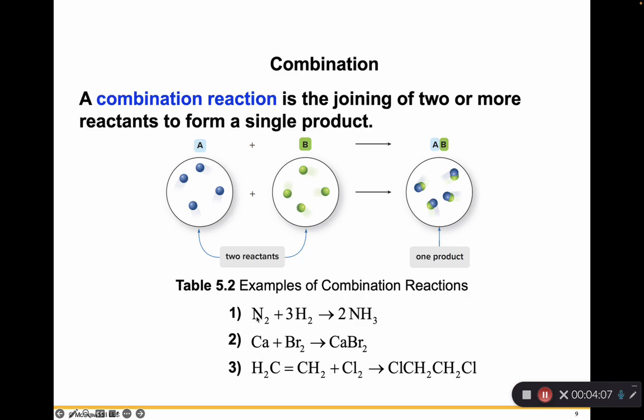Like nitrogen and hydrogen, you mix them in 1 to 3 mole parts, you will get 2 mole parts of ammonia gas, NH3. Calcium and bromine, when you react, you are getting calcium bromide, and these are examples of combination reaction.